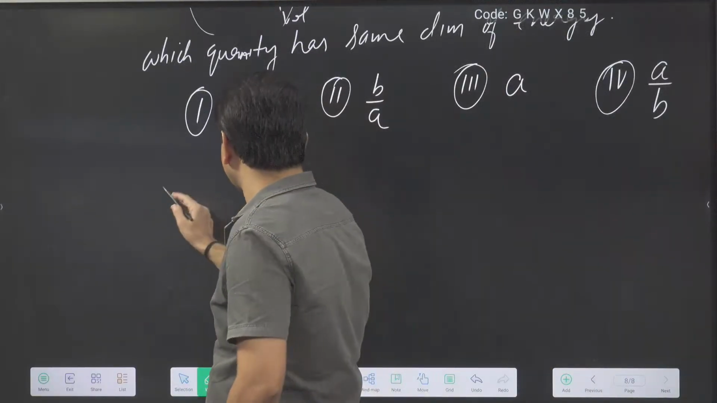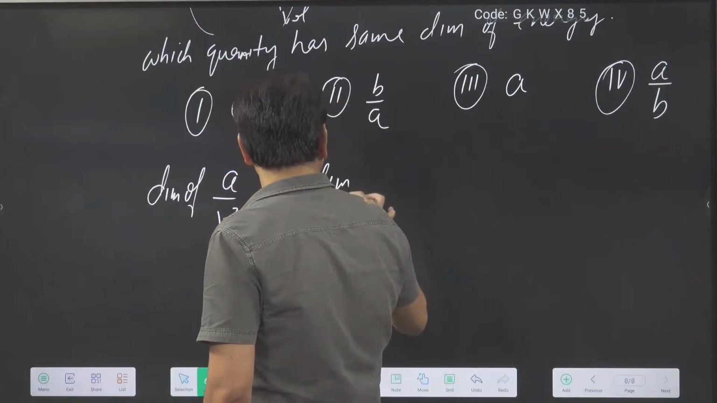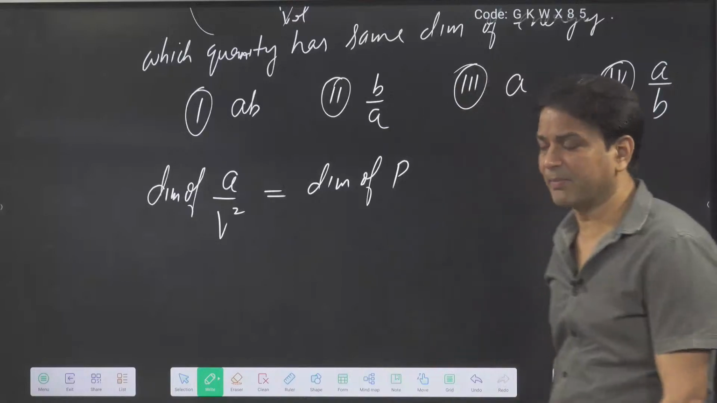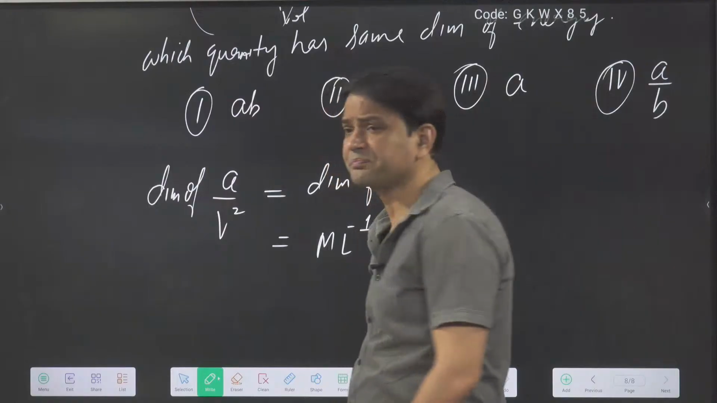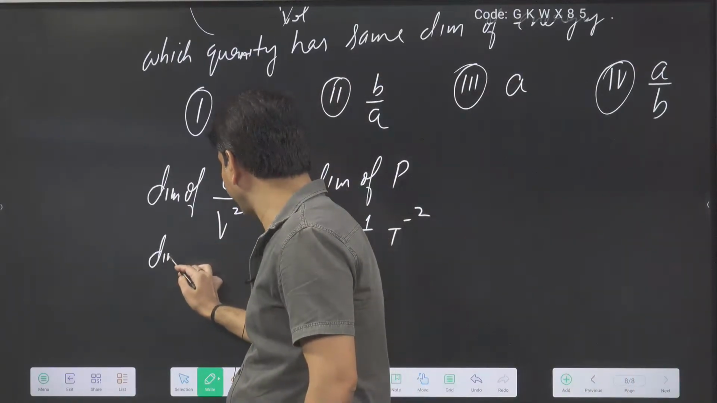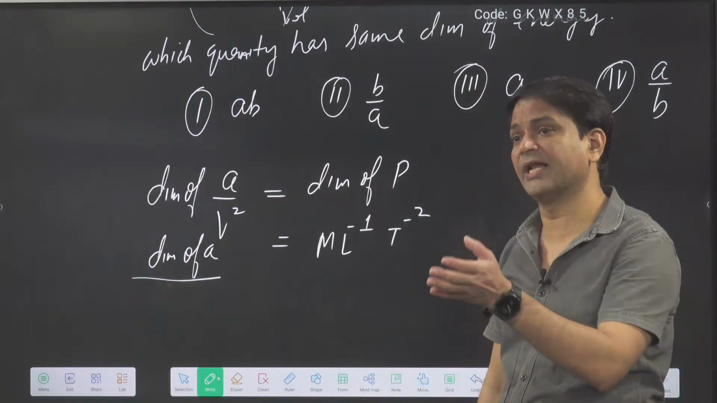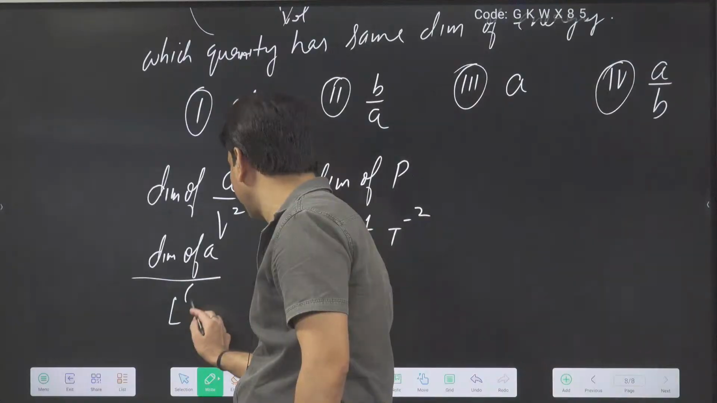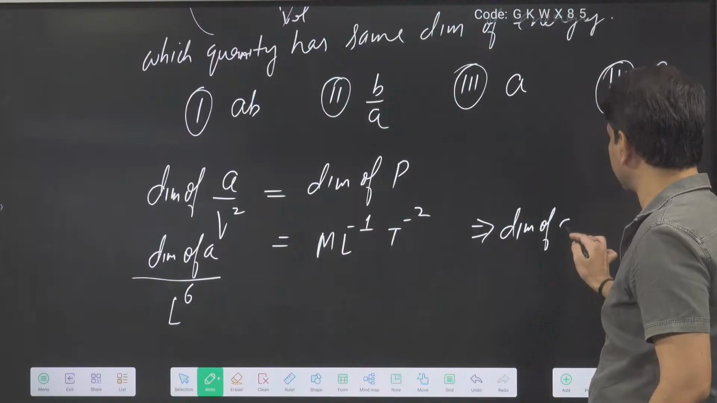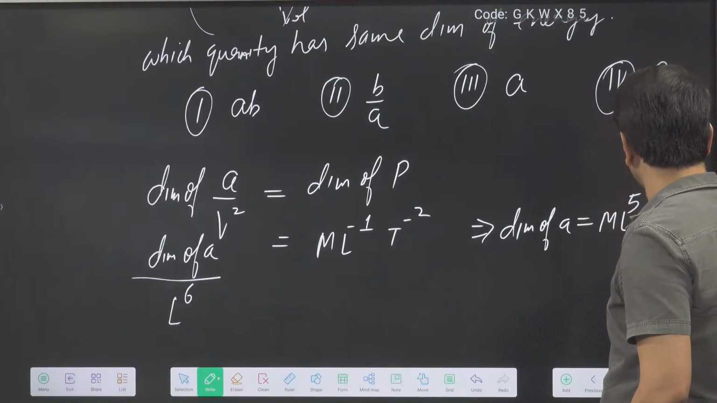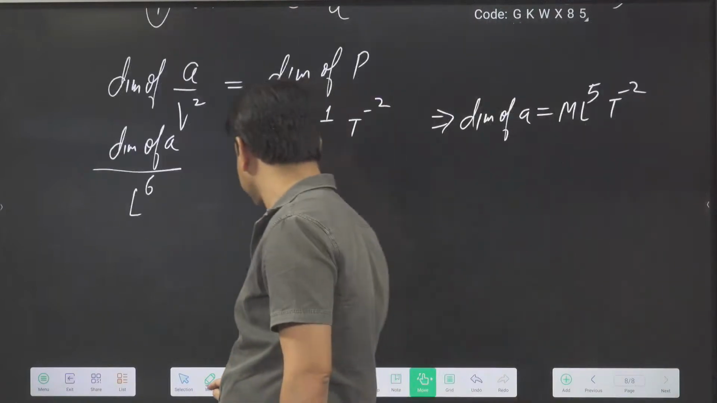From the homogeneity, dimension of A by V square is equal to dimension of pressure. Now what is the pressure dimension? It is M L minus 1 T minus 2, force upon area. Dimension of A upon V square, V is the volume, volume dimension is L cube. L cube square means L to the power 6. Now cross multiplying, dimension of A is equal to M L5 T minus 2. This is the dimension of A I got. Similarly, I can find the dimension of B.